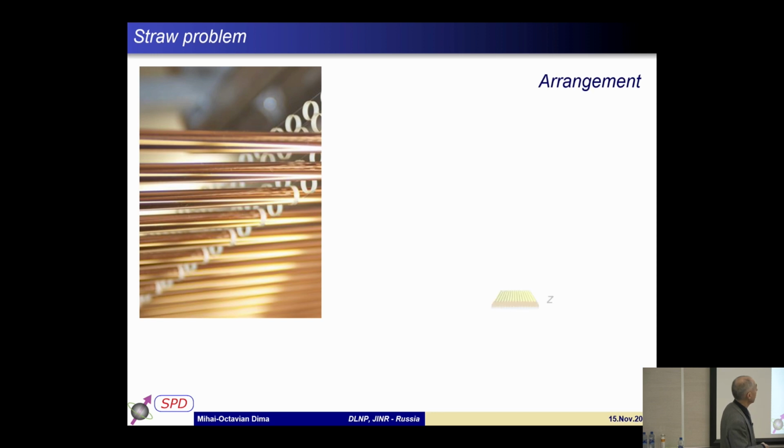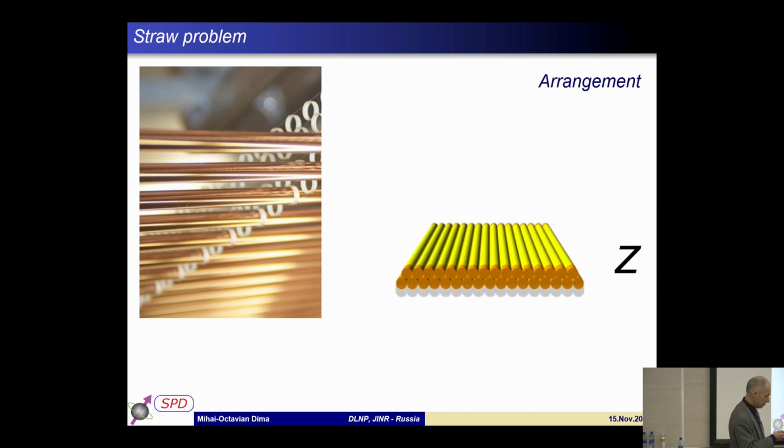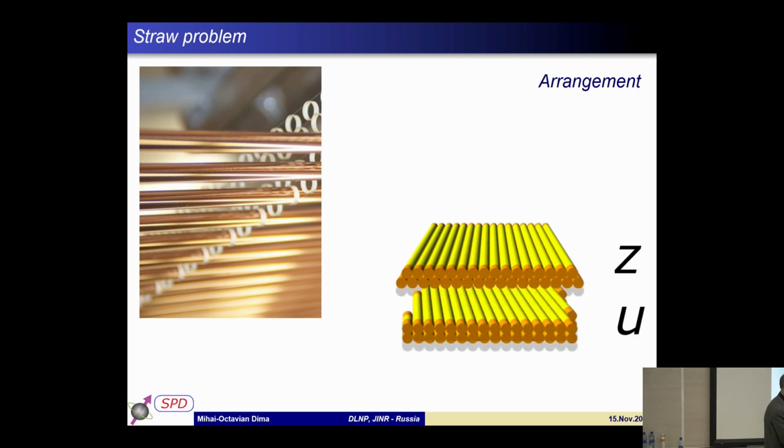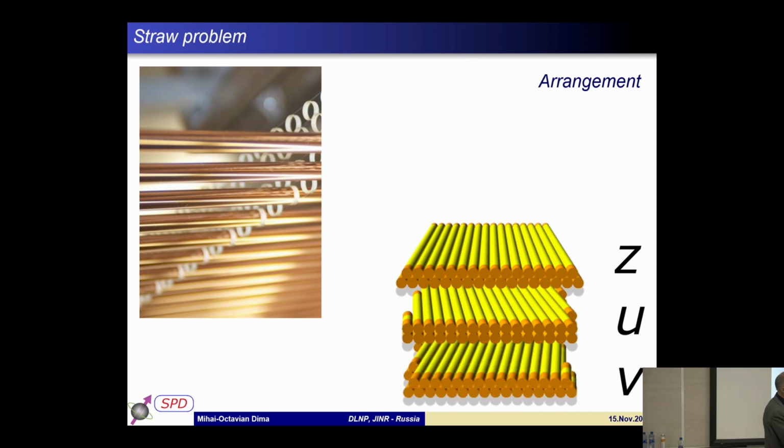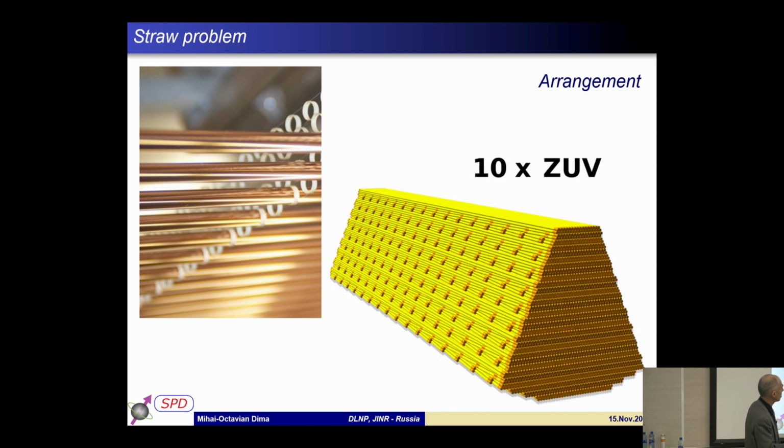Okay, how are they arranged? The straws are in layers. This one is parallel with the beam line. This one is tilted that way, and this one is tilted the other way. And then you assemble many of these into something like this. And then you have around the clock 8 of these octants. So it's called a ZUV arrangement.